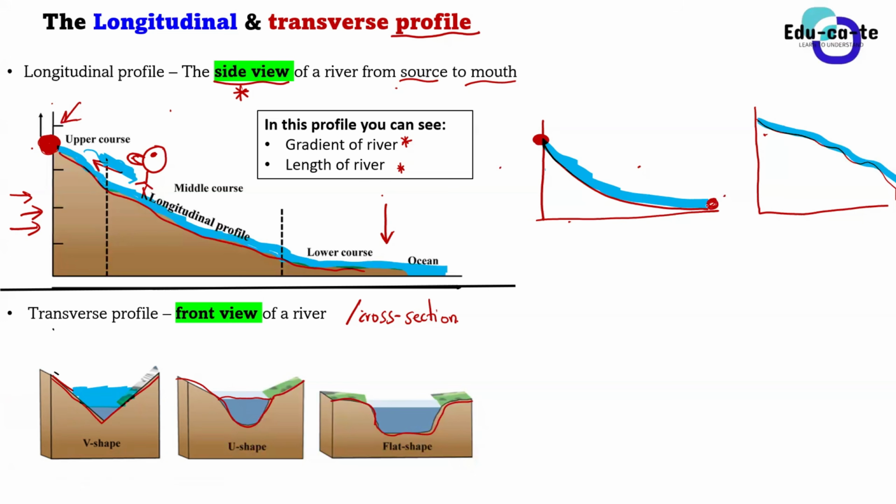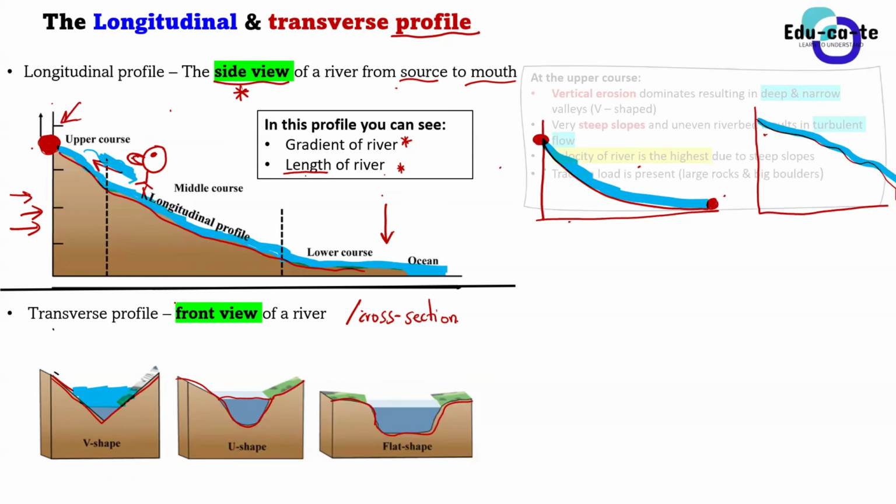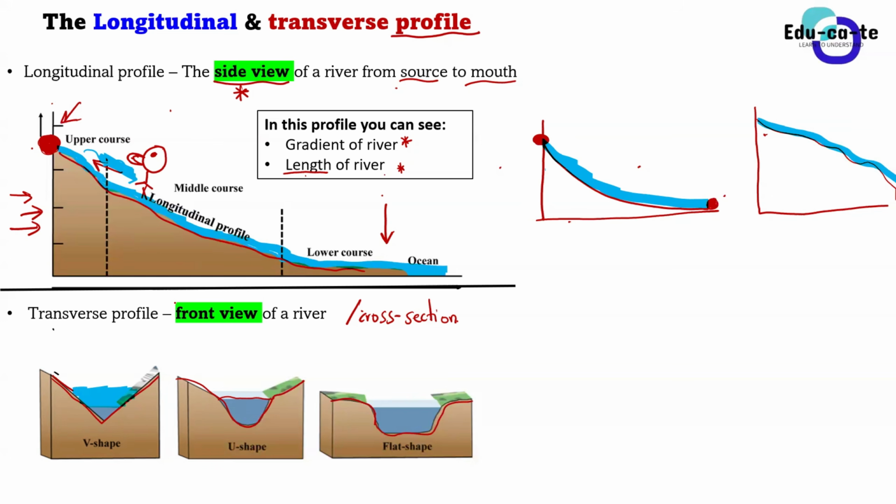So if you know where something begins and you know where it ends, you can also see its length, how long it is. That's why we call it a longitudinal profile. That's the term longitude. All right, how long is the river? The length of the river can be seen from the longitudinal profile. But okay, for the transverse profile, what can you see?